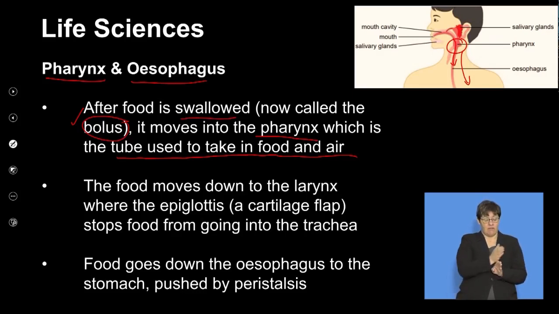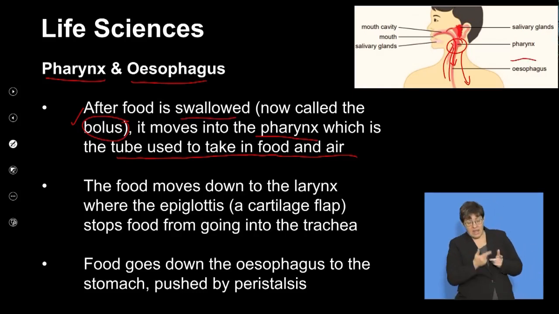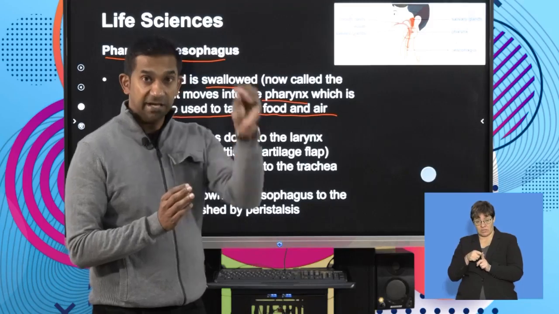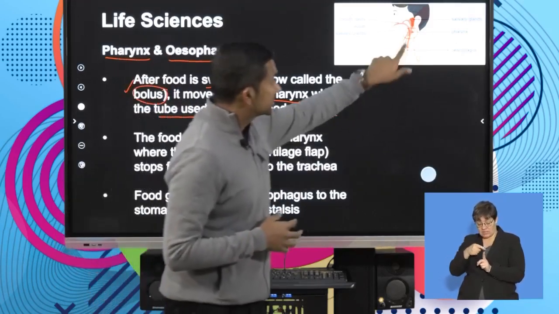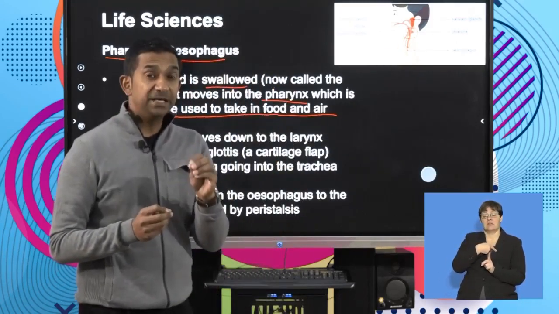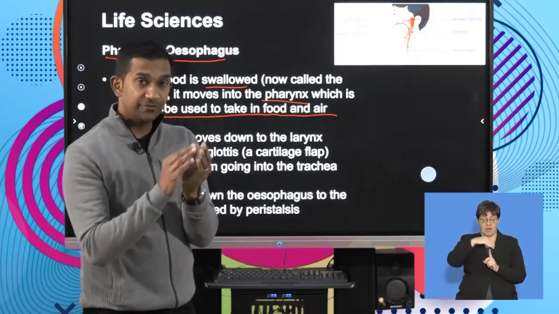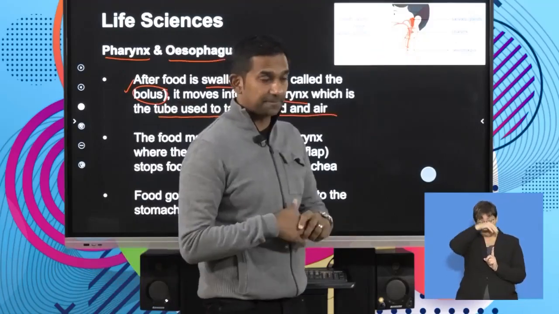Just in front of the pharynx we have an opening called the trachea, which takes air down into the lungs. Behind the trachea we have the esophagus. What separates the opening between the trachea and the esophagus carrying food down into the stomach is a flap called the epiglottis. And the epiglottis is a little flap that prevents food from moving into the trachea.